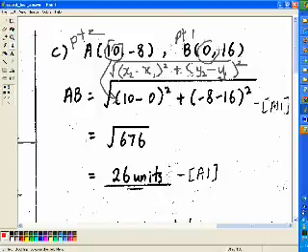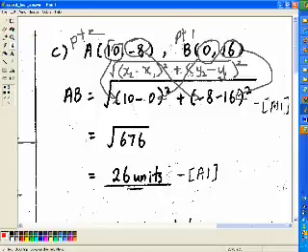and x1, this 0. Then you have y2 negative 8 and y1, which is this number over here. 10 minus 0 give you 10 square.